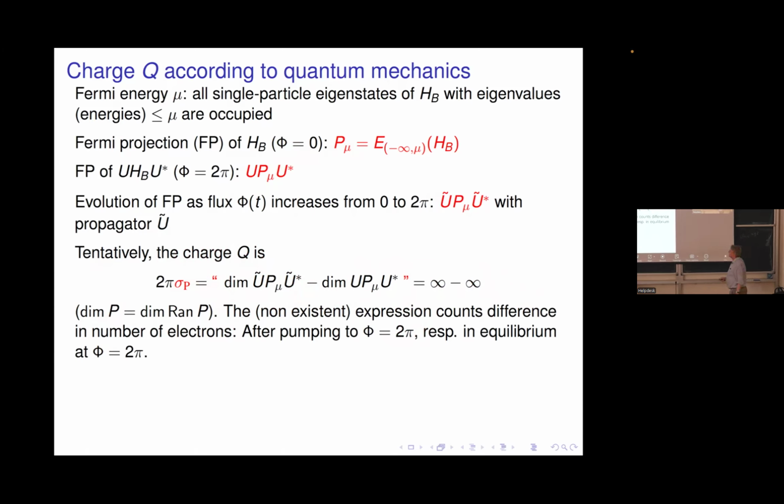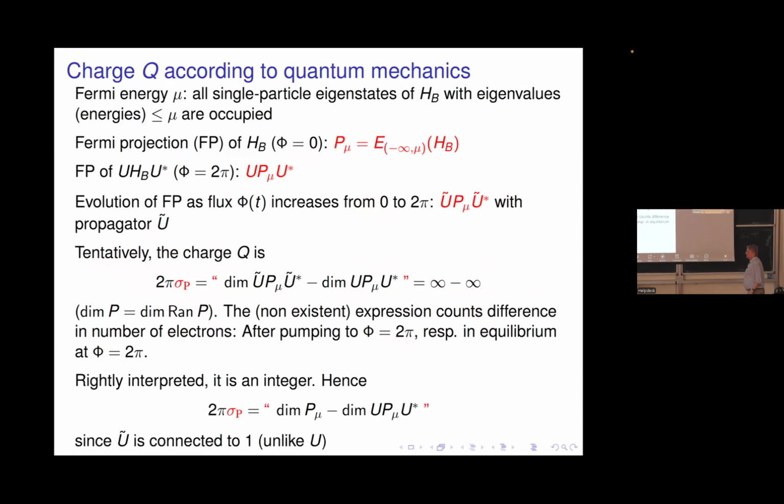That is the task. And then, once this task is achieved, based on this argument from the slide before, it will be the transferred charge, and therefore 2 pi sigma. Hopefully this. And so it will be.